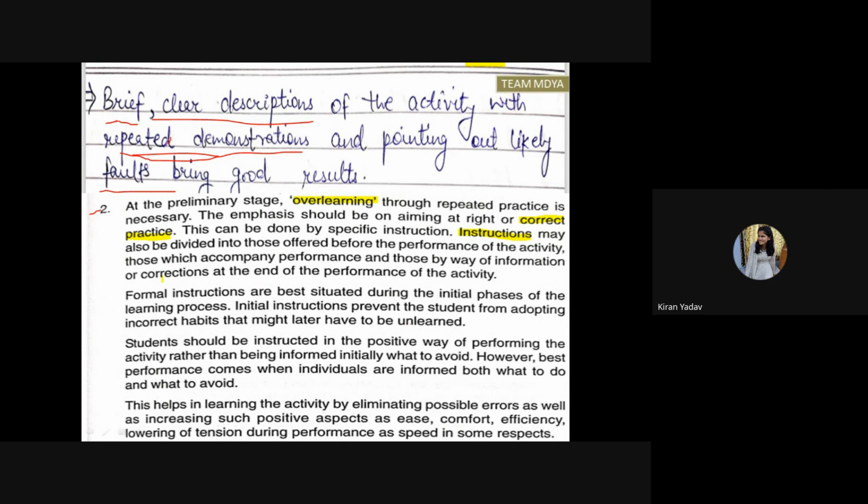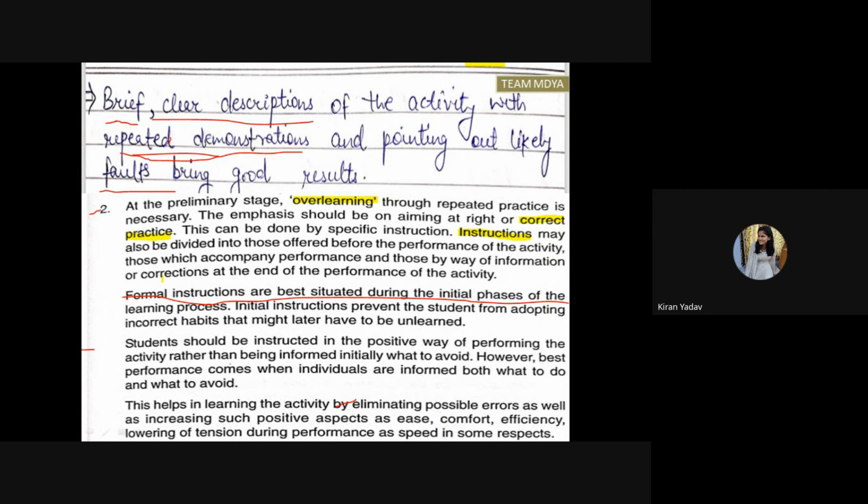Instructions may be divided into those offered before, during, or after the demonstration. So instructions can be given before demonstration, or while demonstrating, or after the demonstration also. Formal instructions are best suited, very important, this line: formal instructions are best suited during the initial phase of the learning process. Initial instructions prevent the student from adopting incorrect habits that might later have to be unlearned. Students should be instructed in the positive way of performing the activity.